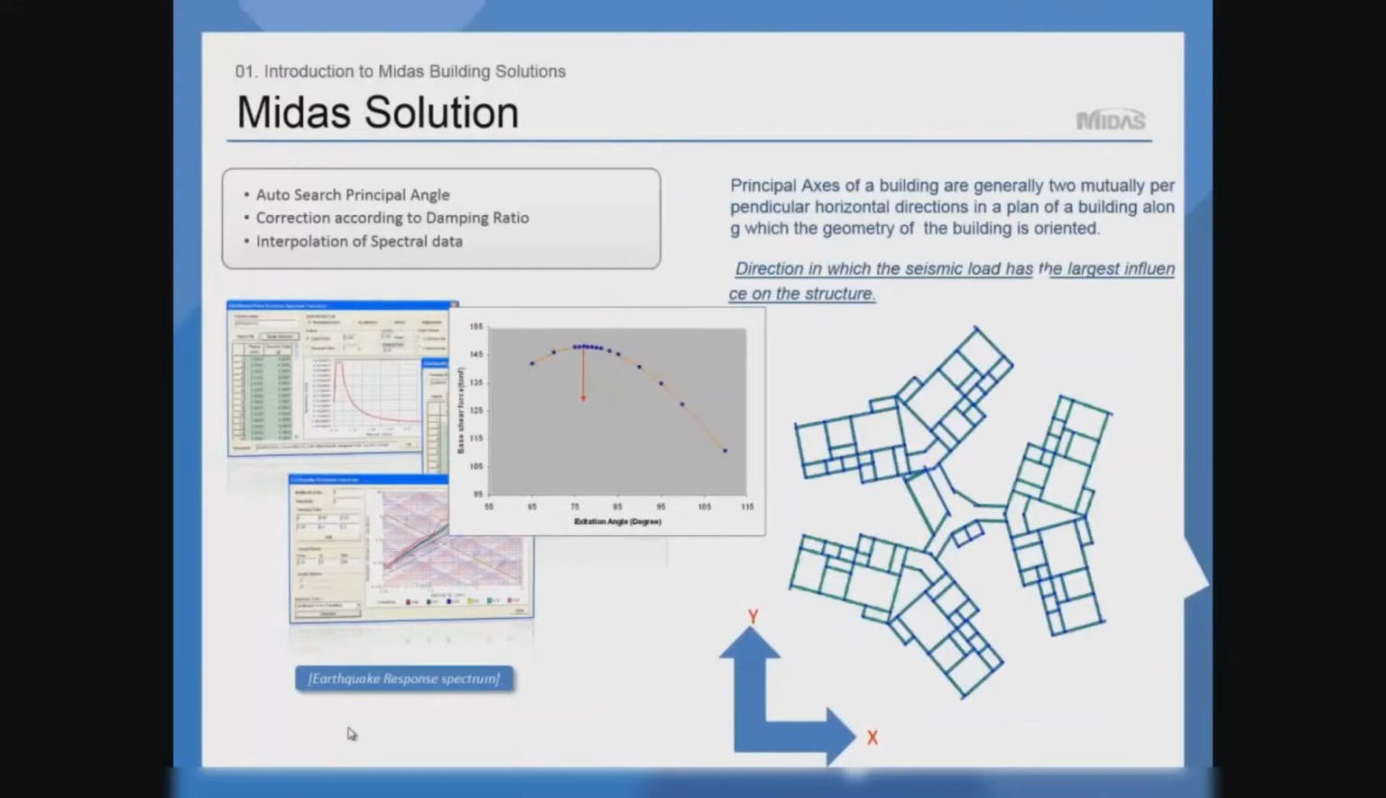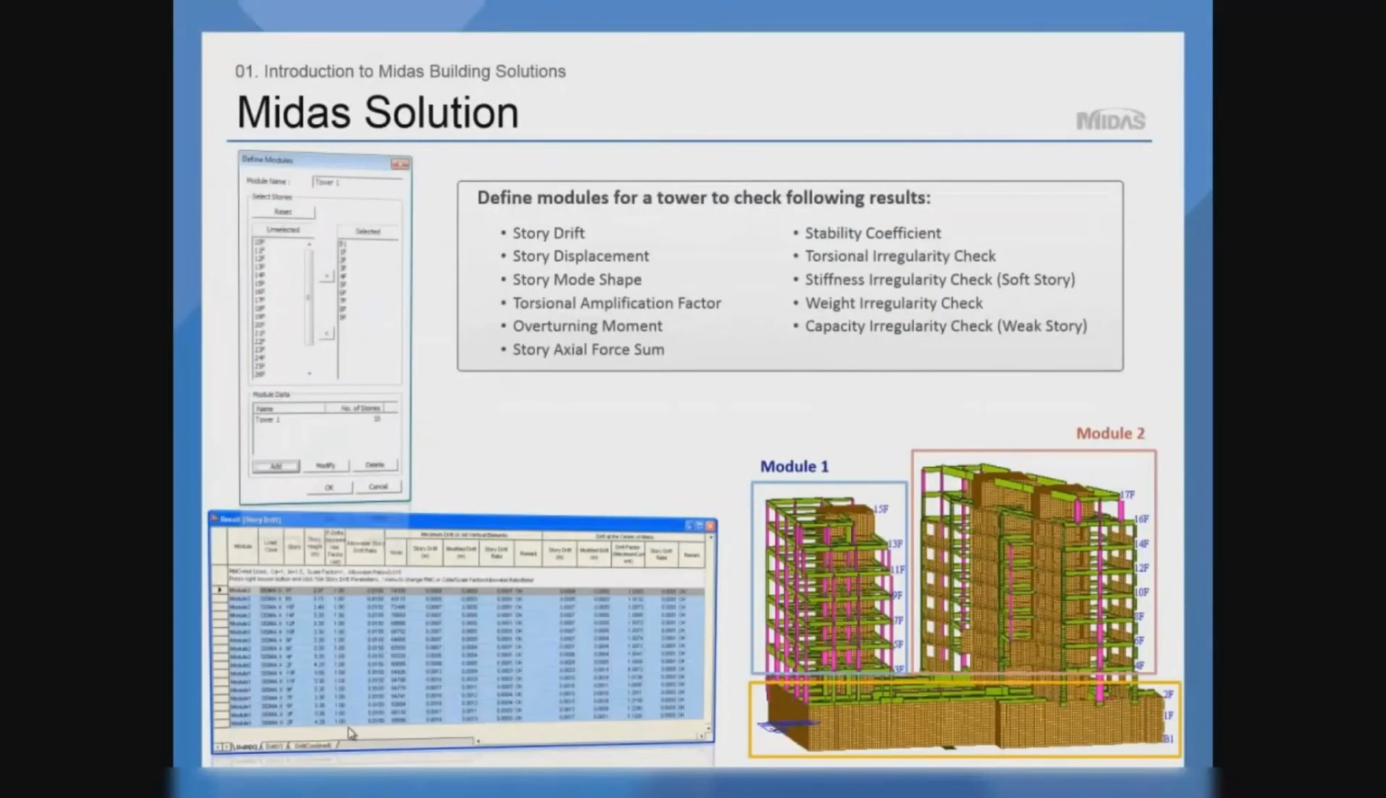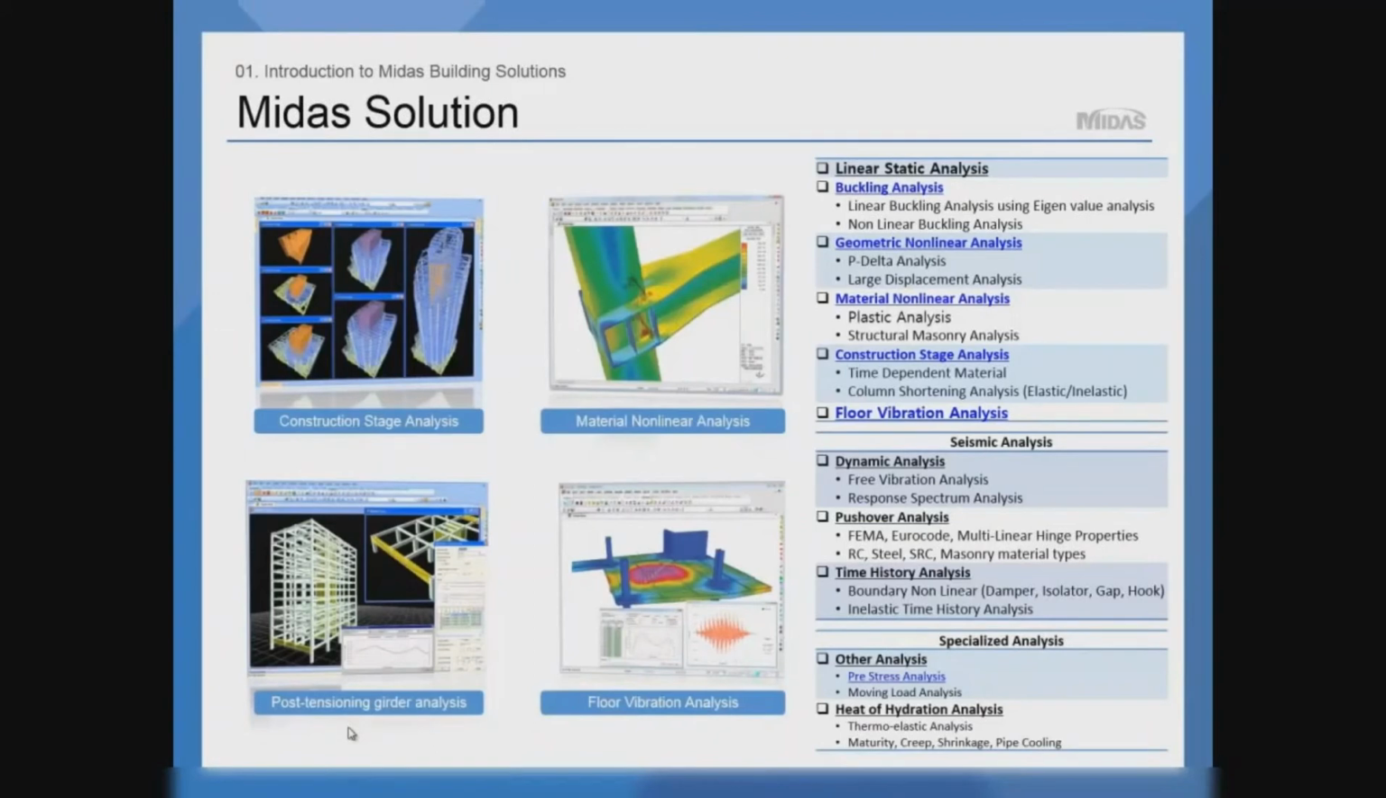I come to my slide. So these are some of the checks available. Now I come to the analysis. I already explained it to you. Based on that, you can see buckling analysis, linear and non-linear analysis, similarly geometric non-linear analysis, material non-linear analysis, even construction stage analysis and floor vibration analysis. These analyses are available directly. Dynamic analysis is also available. Pushover analysis and time history analysis are available. Some inbuilt databases are also available. Similarly, for the time history analysis, you can define the base isolators also.